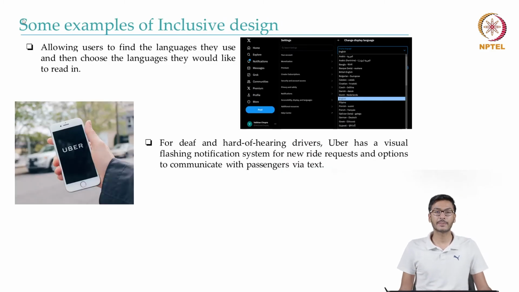Now we move on to some examples of inclusive design. The first we have is Twitter. It allows users to find the languages they use and allows them to choose the languages they would like to read in. This makes Twitter inclusive for everyone, irrespective of their linguistic backgrounds. Uber is also one such example where it gives visual flashing notification for new ride requests and options to communicate with the passenger via text. This improves inclusivity on both the driver as well as the passenger side.